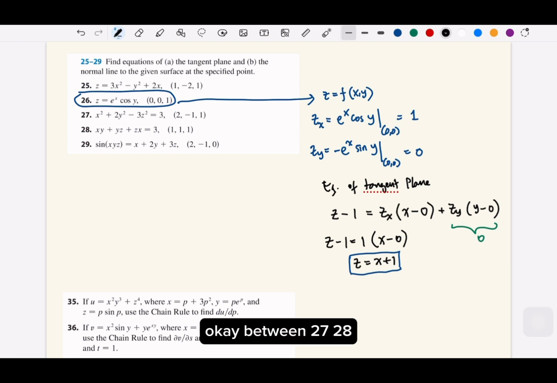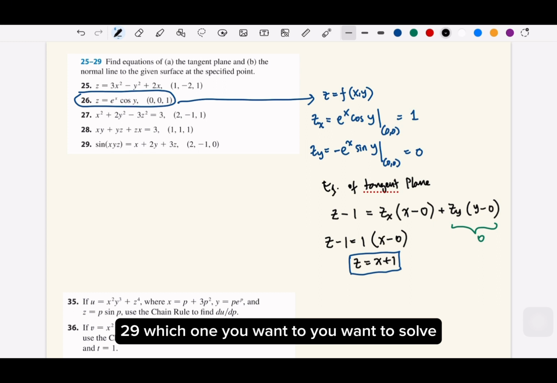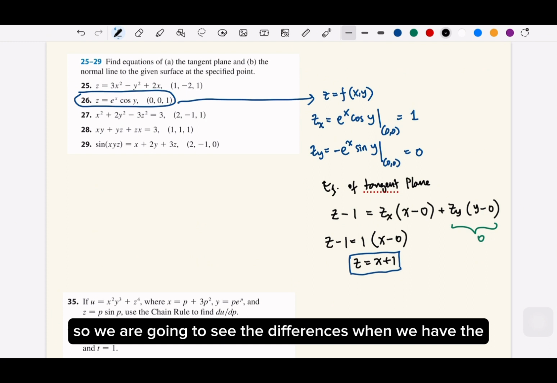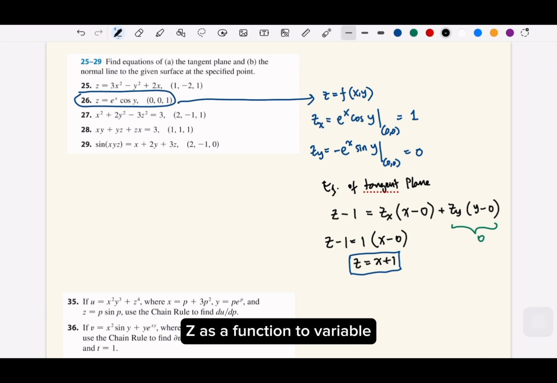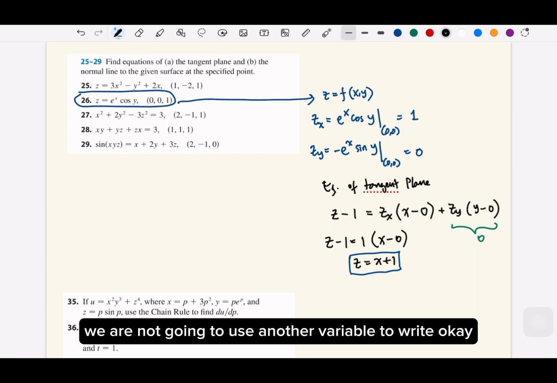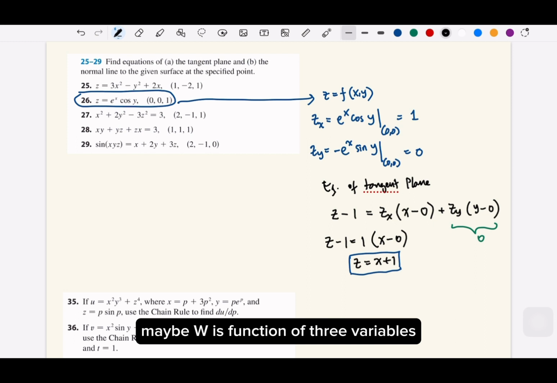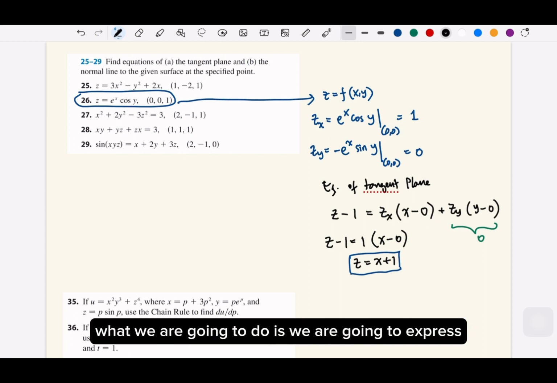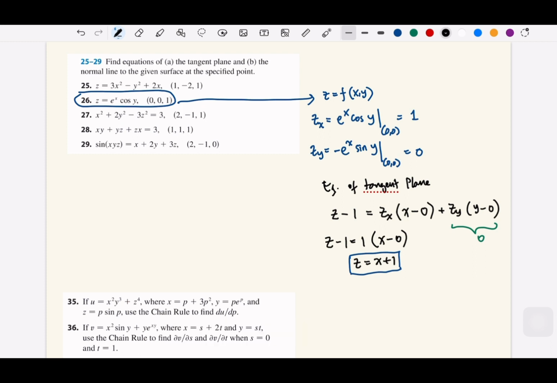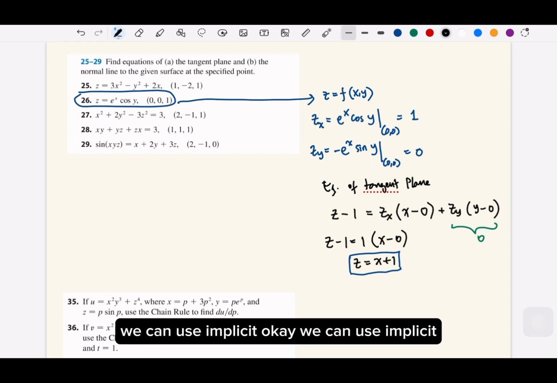Between 27, 28, 29, which one do you want to solve? Okay, 29. We are going to see the differences when we have z as a function of 2 variables, and when we have a function of 3 variables. How do we deal with that? Of course, we are not going to use another variable like w as a function of 3 variables. We don't need that. What we are going to do is express the partial derivatives directly from these equations. We can partially derive, we can use implicit differentiation.